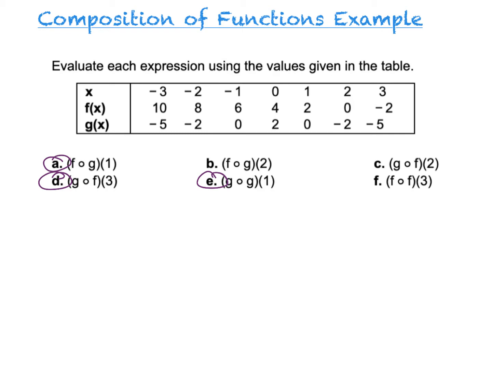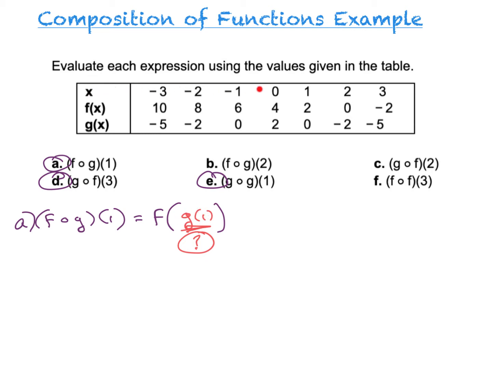Starting with A, we're finding f of g of 1. Now remember, what this means is we're finding f evaluated at g of 1. So we need to figure out first, what is g of 1? That's pretty easy. On the g of x part of the table, we need to figure out g of 1. So when x equals 1, what is the function value for g?